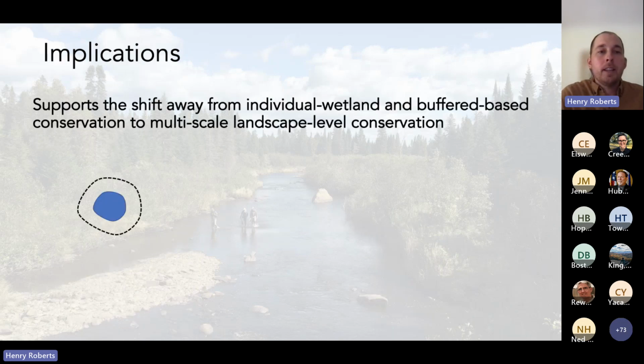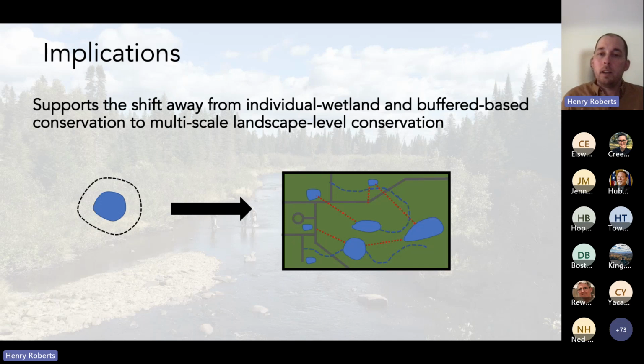And lastly, I think it really supports the overall project, supports the idea that we should really be shifting away from individual wetlands and buffer-based approaches to conservation toward more multi-scale, landscape-level approaches to conservation that really take into account species ecology as well as the configuration and composition of the surrounding landscape.